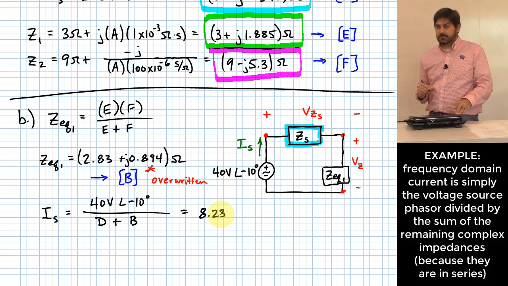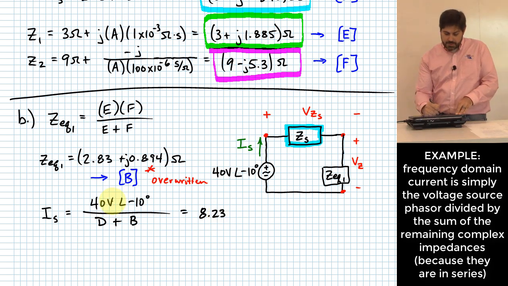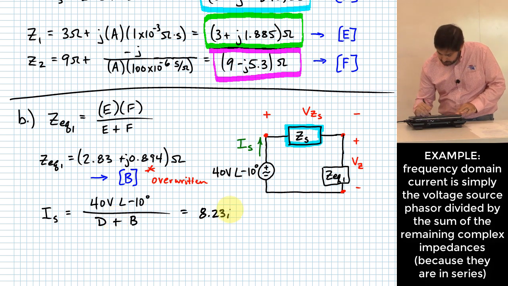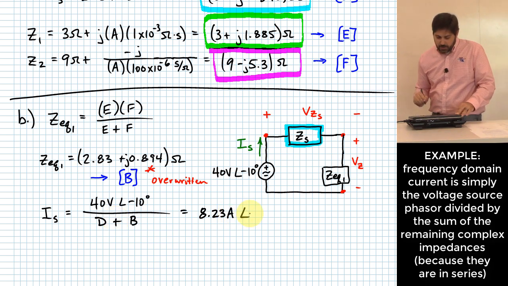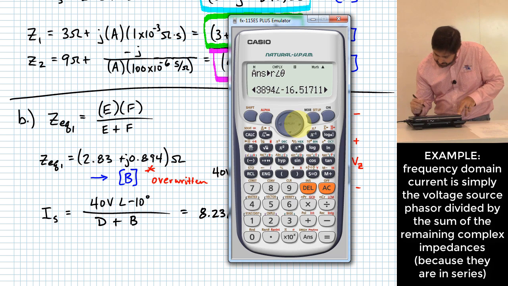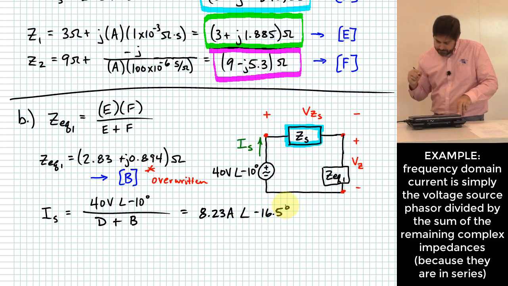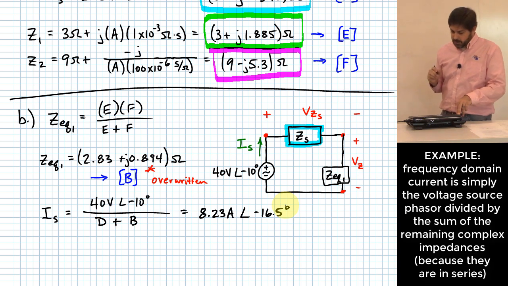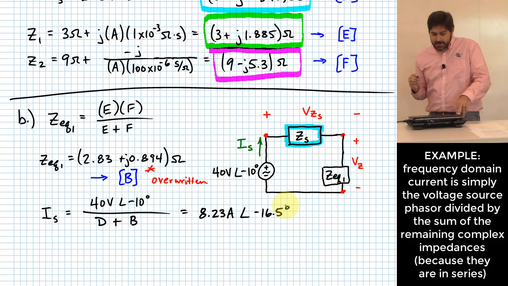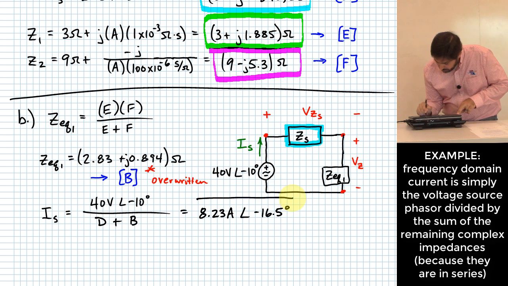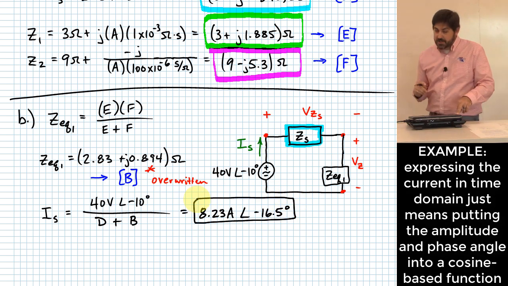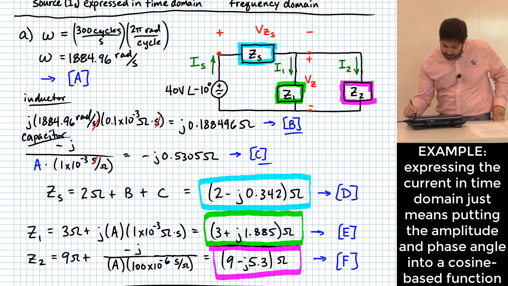units. I just took volts and divided by ohms. That should be amps, right? 8.23 amps. Angle of what? Negative 16.5 or so degrees. And that is close to what that part of the problem was asking for. What did it technically ask for up there?